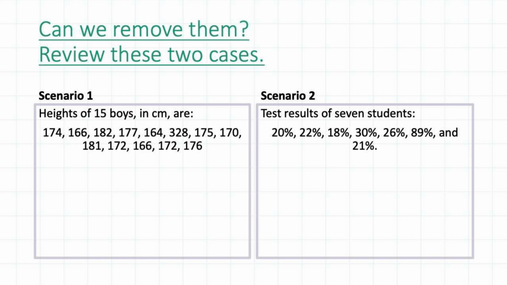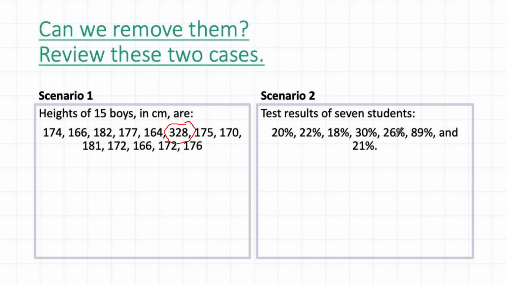So in scenario one, I have a height of 15 boys in centimeters, and you can obviously see without any calculation that this is an outlier, and it's not a normal number to have. So it's obviously an error in the data handling. So you would remove this 328.